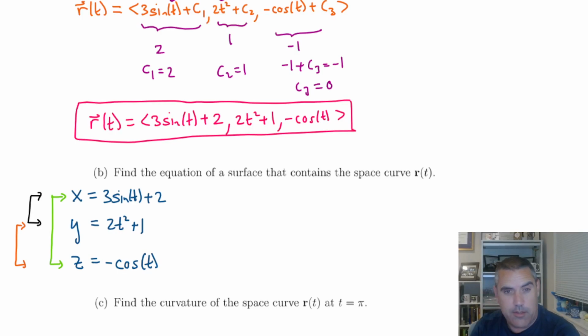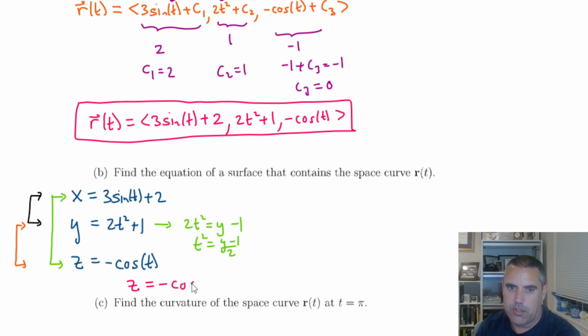The ones that involve the y are messier because if you go to solve for the t, you're going to have 2t squared equals y minus 1. So you'll have t squared is y minus 1 over 2, and you get t as the square root of that, and then you'll substitute in here, and it will look gross. Cosine of plus or minus the square root of y minus 1 over 2. I would accept that, though. That is a surface this is on. It's just not easy for me to visualize.